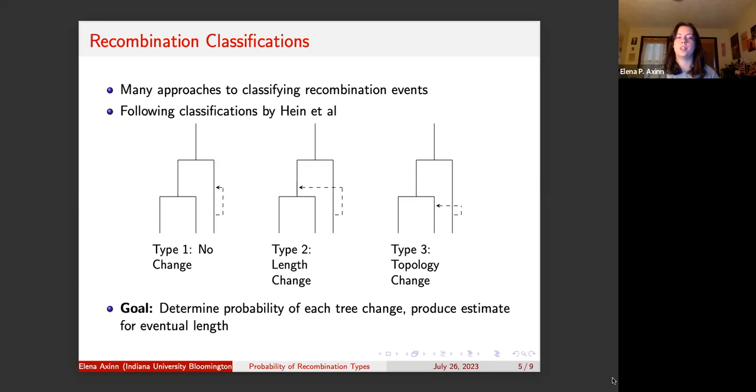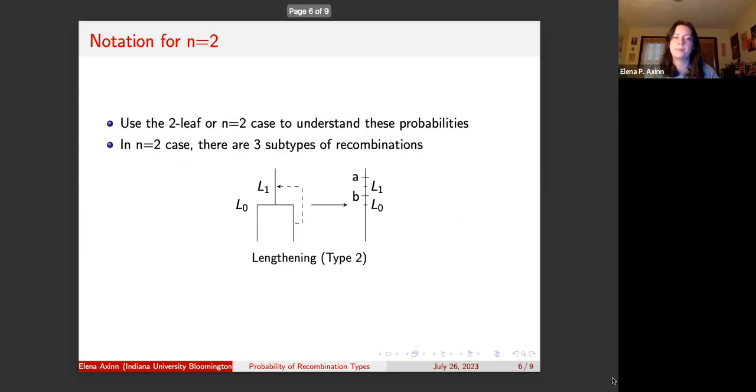Type 2 occurs when the two branches that represent the starting and ending points of the recombination are only one coalescent event, or like T shape, away from each other. And type 3 occurs when there are two or more T-shapes away from each other. So a length change will produce pretty much what it sounds like, either a taller or a shorter tree, and a topology change will produce sort of a different branching system, a new branch, deleting an old branch, something like that. And the goal of our project is to produce an estimate for the expectation of the eventual length of this tree after undergoing a long-term set of these recombination events.